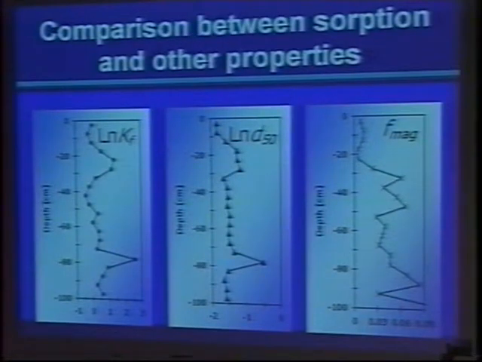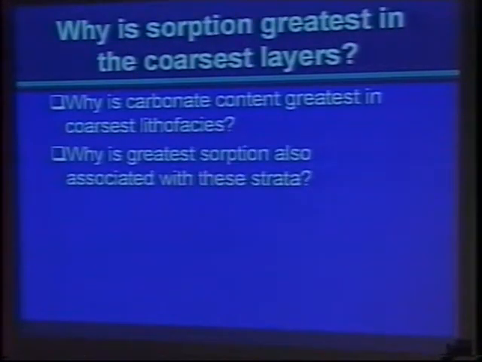So what I found is that in this aquifer, discouragingly, there's a very confounded set of relationships in that the greater sorption and more nonlinear sorption are correlated to large grain size, high carbon content, and high carbonate content. So what is that about? We can actually break it down into two questions. Why is the carbonate content greatest in the coarsest lithofacies, and why is sorption also greater there?